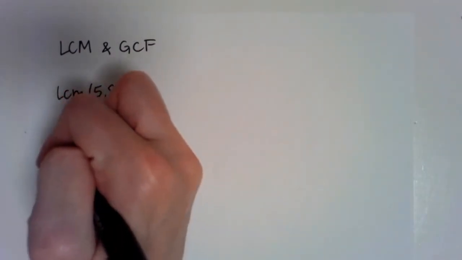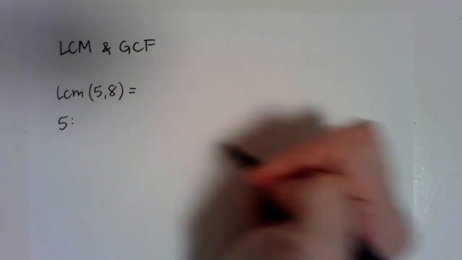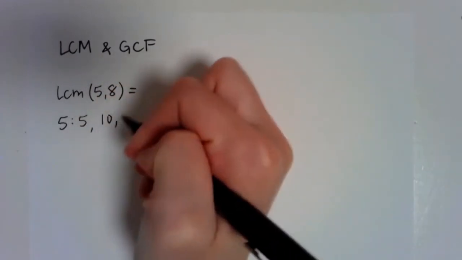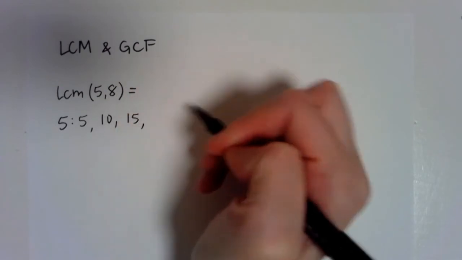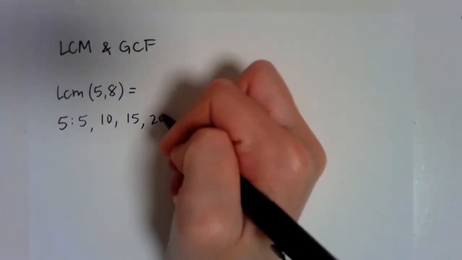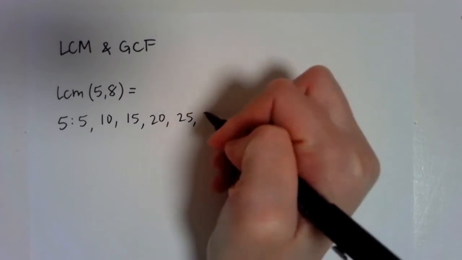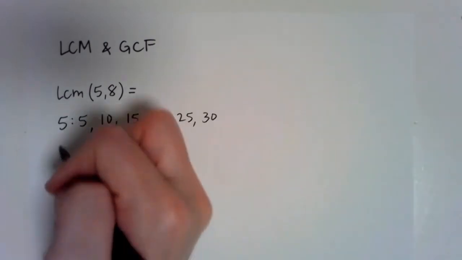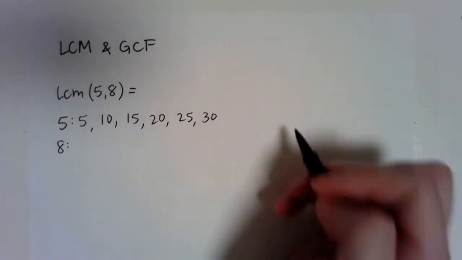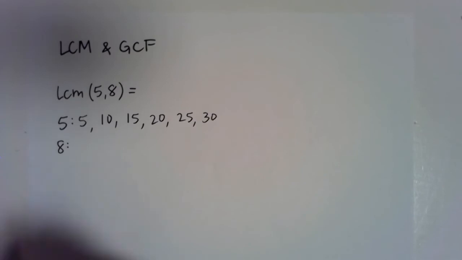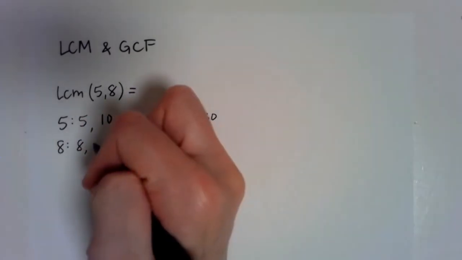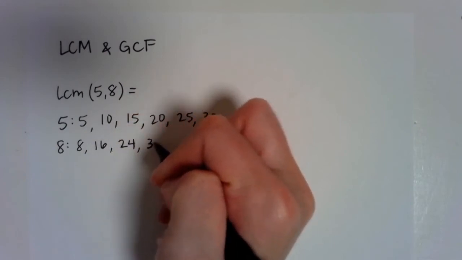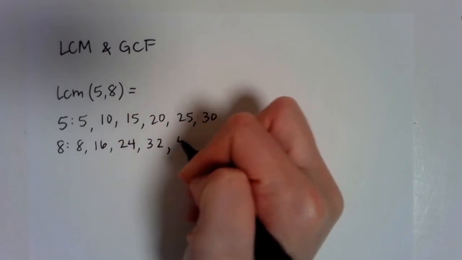So I'm going to start with 5, and I'm going to list out multiples of 5. So 5 times 1 is 5, 5 times 2 is 10, 5 times 3 is 15, and then I'm going to keep going. So the next one would be 20, 25, 30. I could keep going, but let me get started on 8, and I'll see if I need to keep going. So multiples of 8: 8 times 1 is 8, 8 times 2 is 16, 8 times 3 is 24, then comes 32, and then 40.